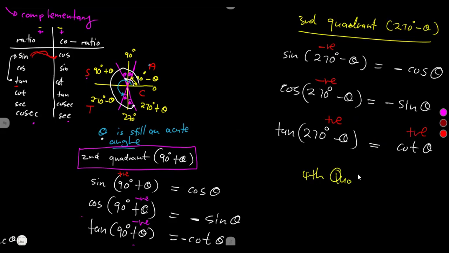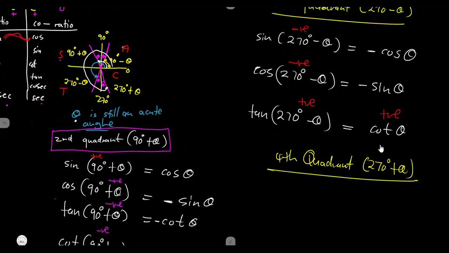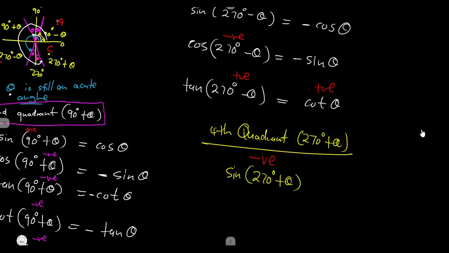All right, so as of the fourth quadrant, which is the quadrant of what? 270 degrees plus theta as of the co-ratios. This is a different presentation from what we had before. In the fourth quadrant, it is the quadrant of a cos. So what happens with a sine? Sine there is negative. Sine of 270 degrees plus theta is a negative value. The sine of this is going to give us a negative answer.